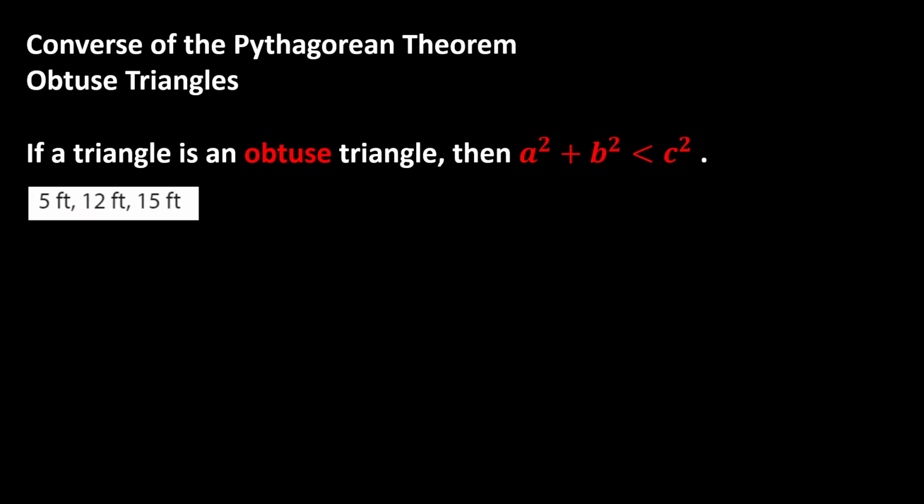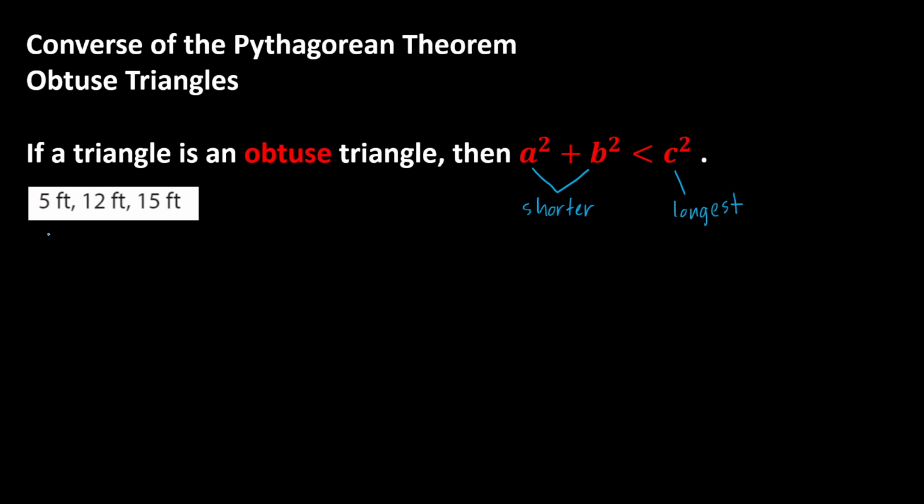Okay, now using the converse of the Pythagorean theorem to determine if triangles are obtuse. If a triangle is an obtuse triangle, then a squared plus b squared is less than c squared. And just so we have it on our screen, a and b are the shorter sides, and c is the longest side. This will always be true.